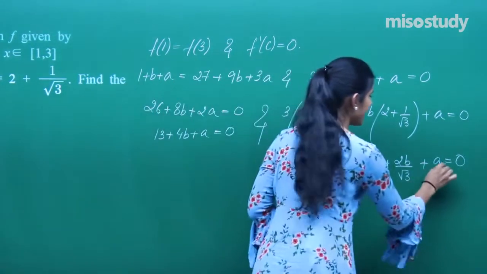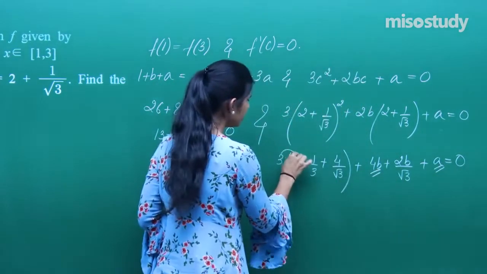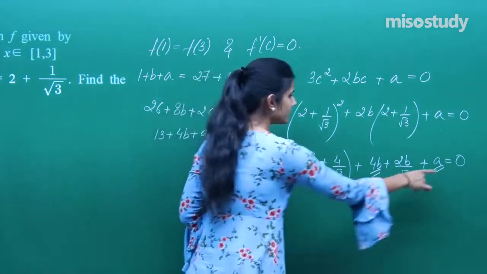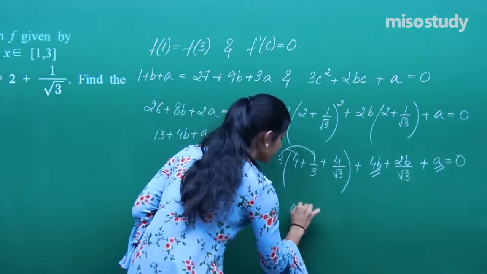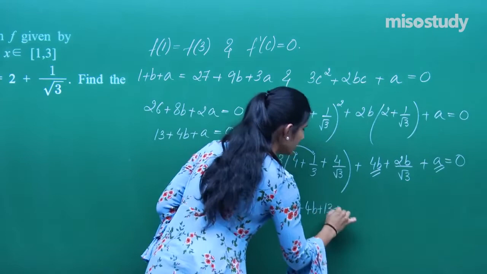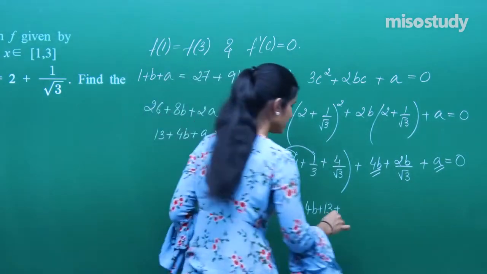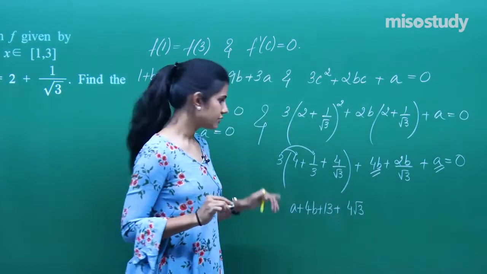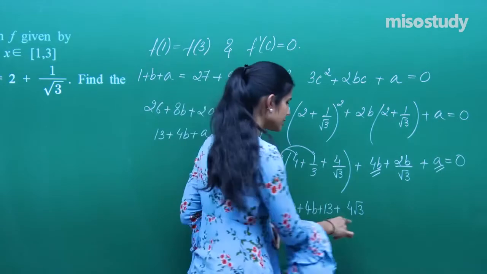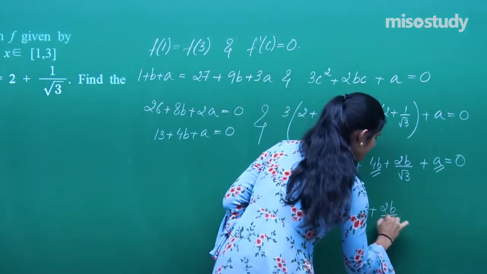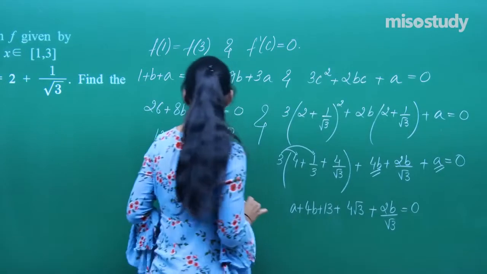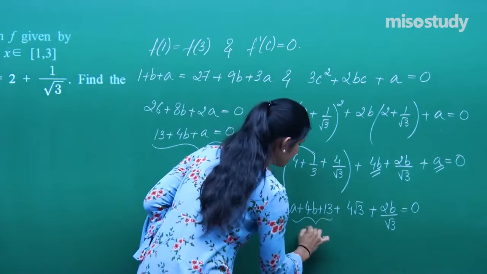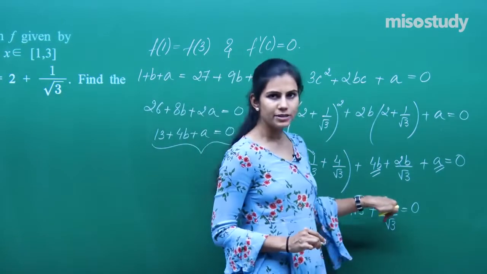So what do you get? You get a plus 4b, 3 into 4 is 12, 3 into 1 by 3 is 1. So 12 plus 1 is 13, so you get a plus 4b plus 13 plus 3 into 4 by root 3. 3 into 4 by root 3 is 4 root 3, plus 2b by root 3 is 0. Already a plus 4b plus 13 is coming out to be 0. So here I will be putting 0. I am left with 4 root 3 plus 2b by root 3.